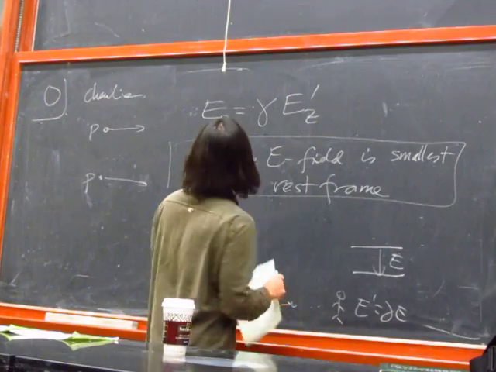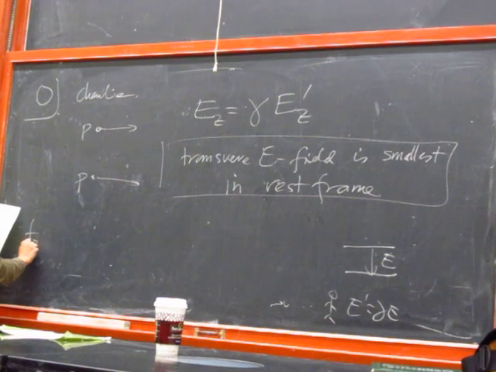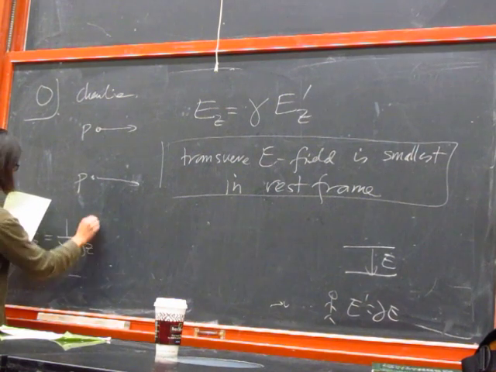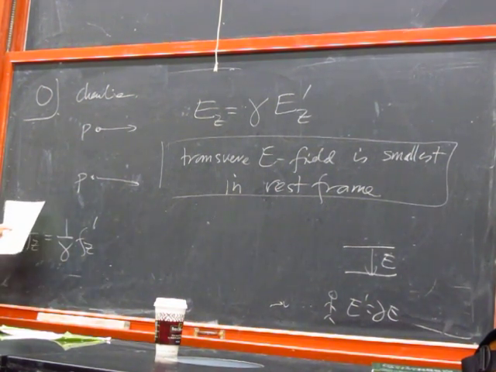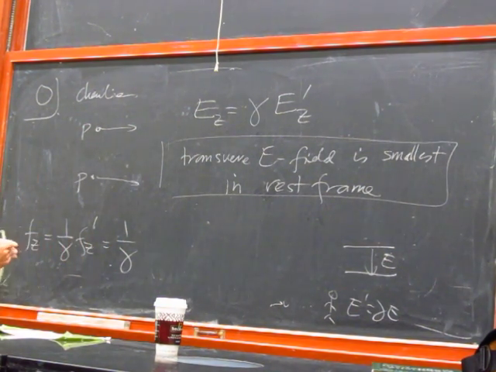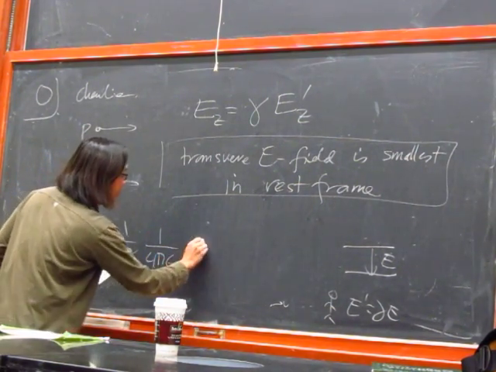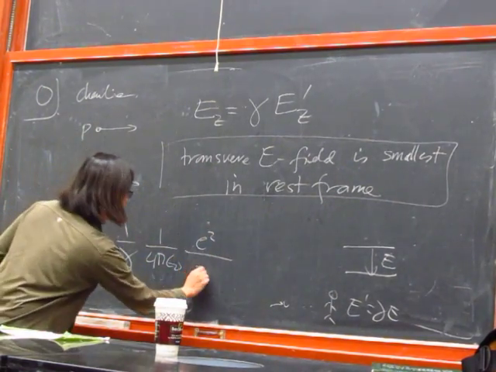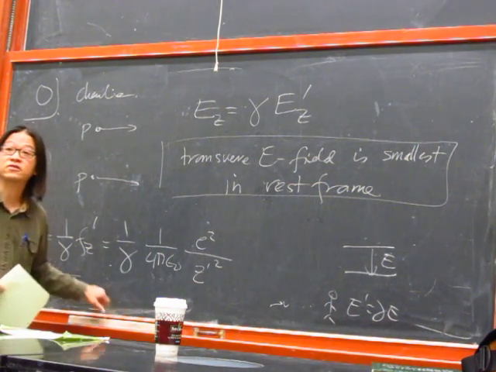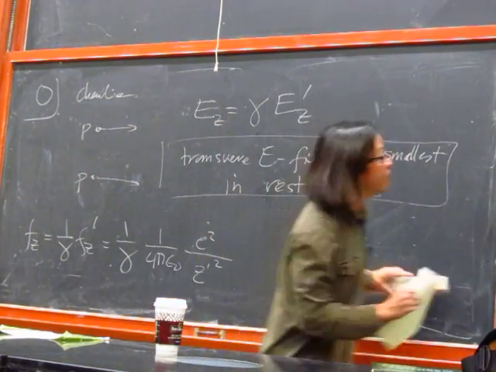So let's look at the force here according to Charlie. According to Charlie, Fc should be equal to 1 over gamma Fc prime, right? What is Fc prime? Did I erase Fc prime? No, Fc prime is over there. So it's 1 over gamma, 1 over 4 pi epsilon naught, E squared over C prime squared. This is the force. It's smaller, right?